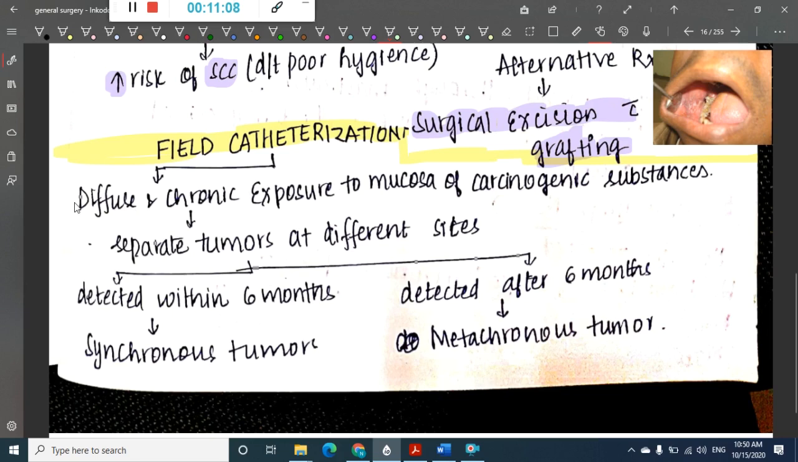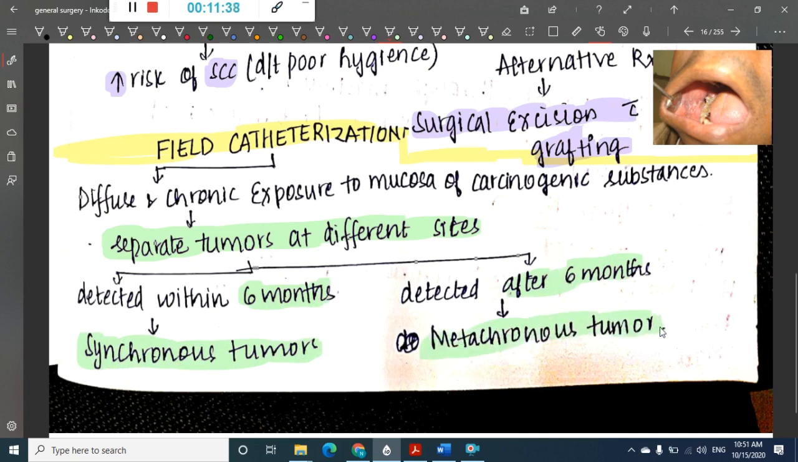Whenever there is diffuse and chronic exposure of the mucosa to carcinogenic substances, that will lead to the formation of separate tumors at different sites. Okay, there will be tumors present, but they are present at different sites. If these tumors are detected within 6 months, then we call them synchronous tumors. If these tumors are detected after 6 months, then we call them metachronous tumors.